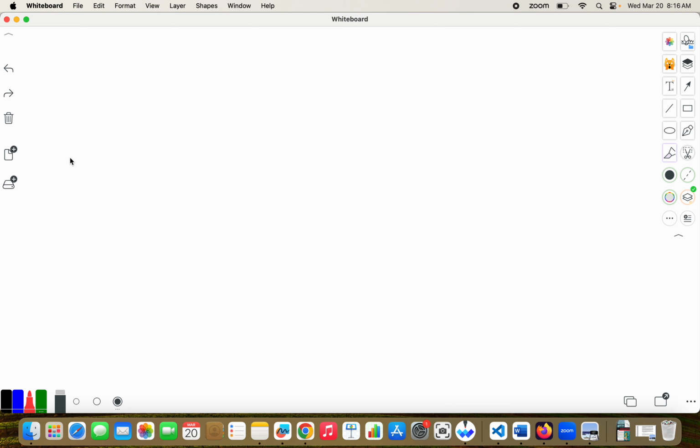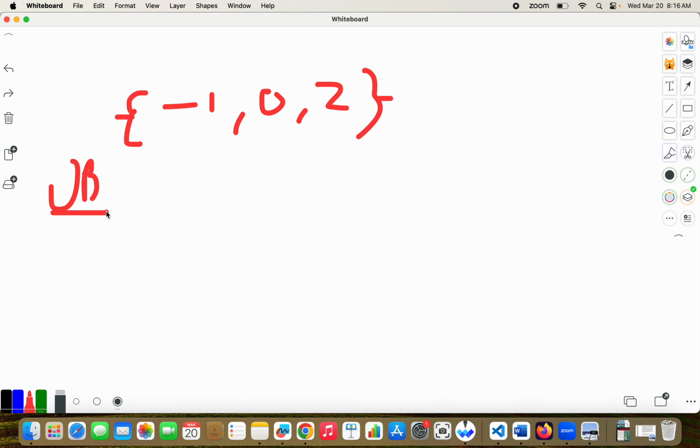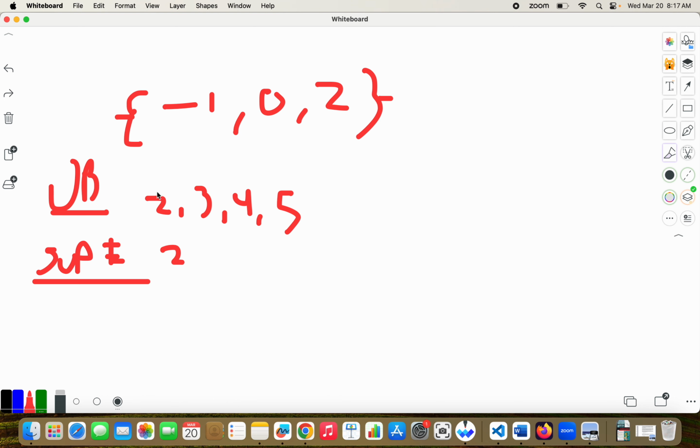So, say we have this set: -1, 0, 2. The upper bounds are 2, 3, 4, 5, and the supremum. Oh yeah, by the way, the set is E. So the supremum of E is 2, because that's the least possible one.